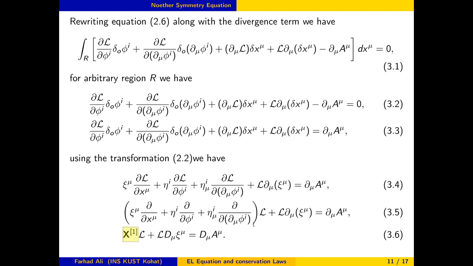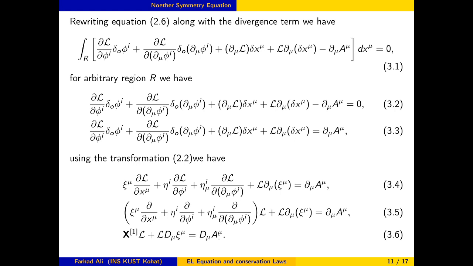Operate on L. L total derivative operator on xi and total derivative operator on A. This is the more compact form of the Noether symmetry equations, and this equation is very famous and used in mathematical physics frequently, and also other branches of sciences. Nowadays it is used in cosmology as well.